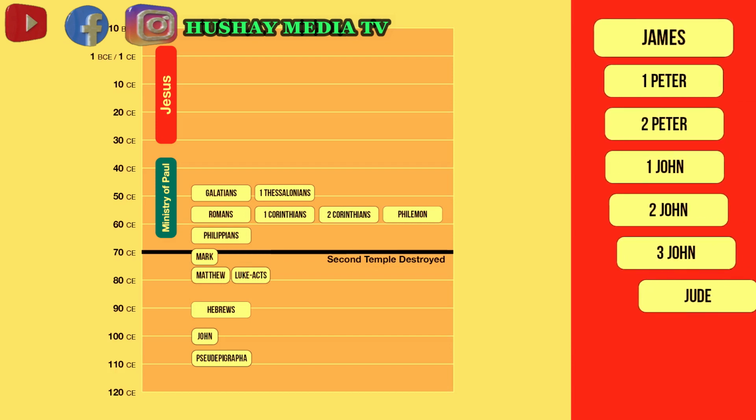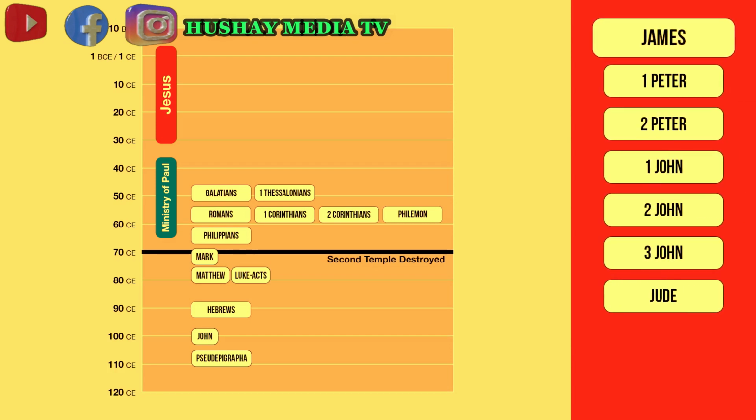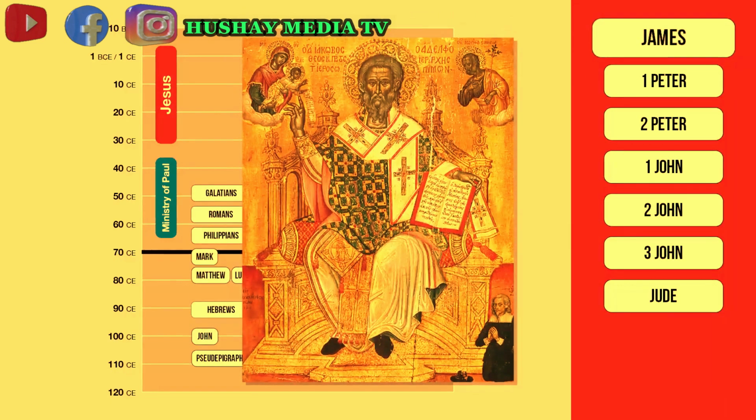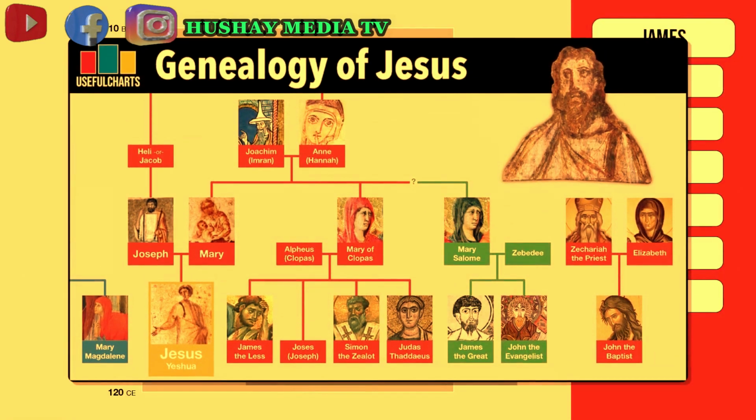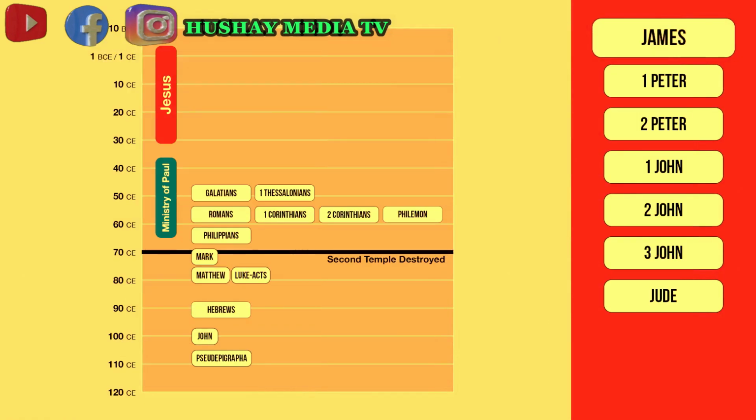The first one is attributed to someone named James, usually thought to be James, the brother of Jesus, and the initial leader of the church in Jerusalem. For a discussion of the various individuals in the New Testament named James, of which there were several, check out the video that we did on the family tree of Jesus.